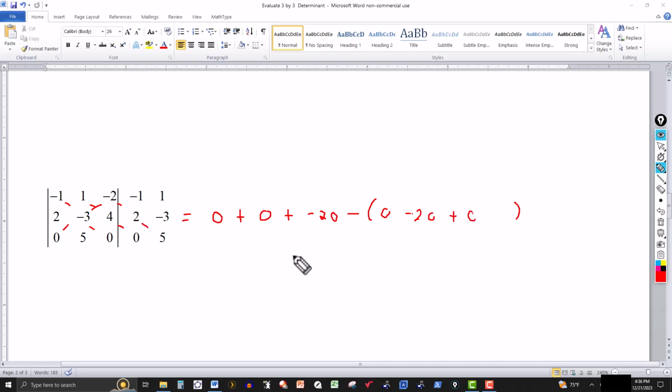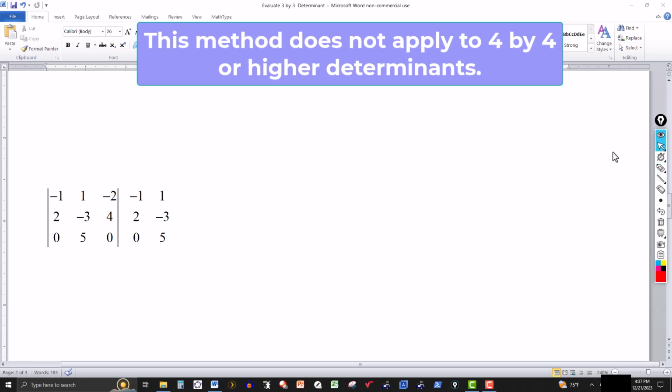So for the first products, I get -20. And for here, I get a -20 and then a minus, has to be a +20. So this is going to go to 0. That's another way you can do this.